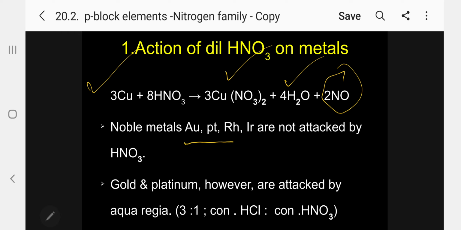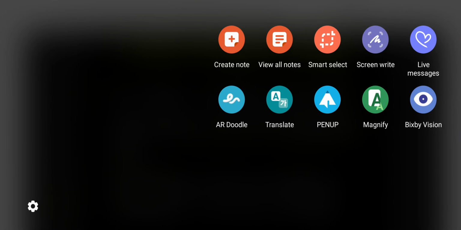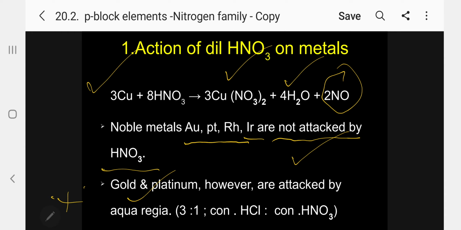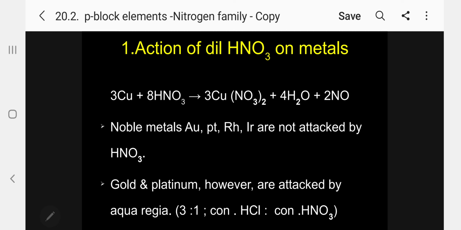Noble metals like gold (Au), platinum, rhodium (Rh) and iridium are not attacked by nitric acid. Gold and platinum are however attacked by aqua regia. Please memorize aqua regia. What is meant by aqua regia? A 3:1 mixture of concentrated HCl and concentrated nitric acid forms aqua regia. Kindly follow.